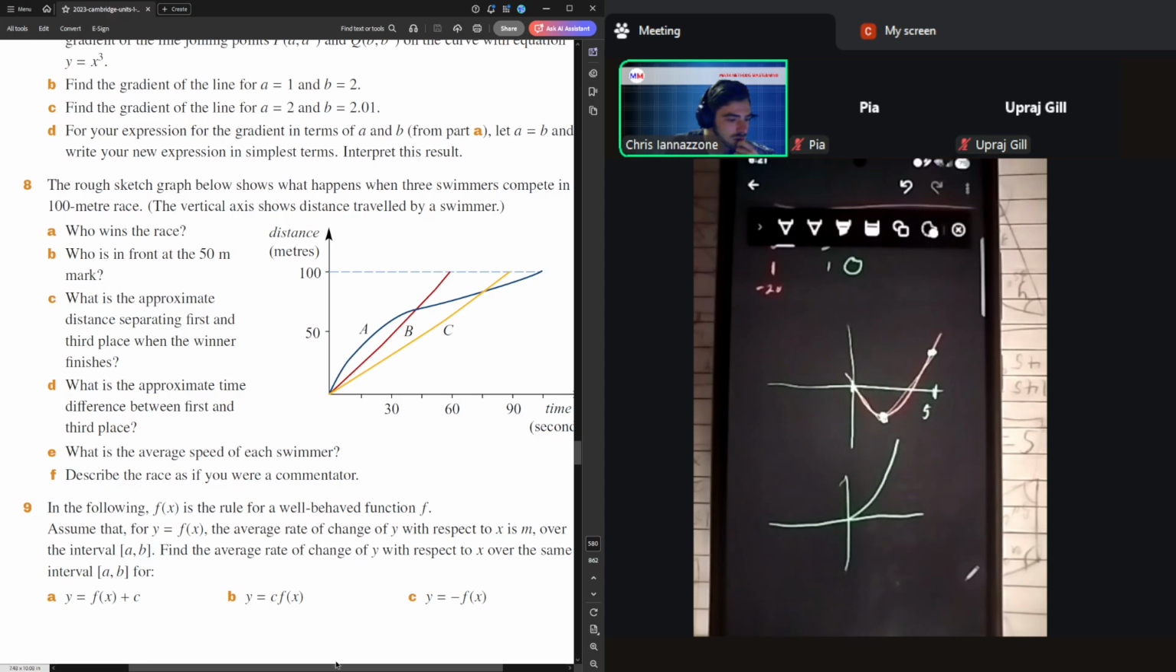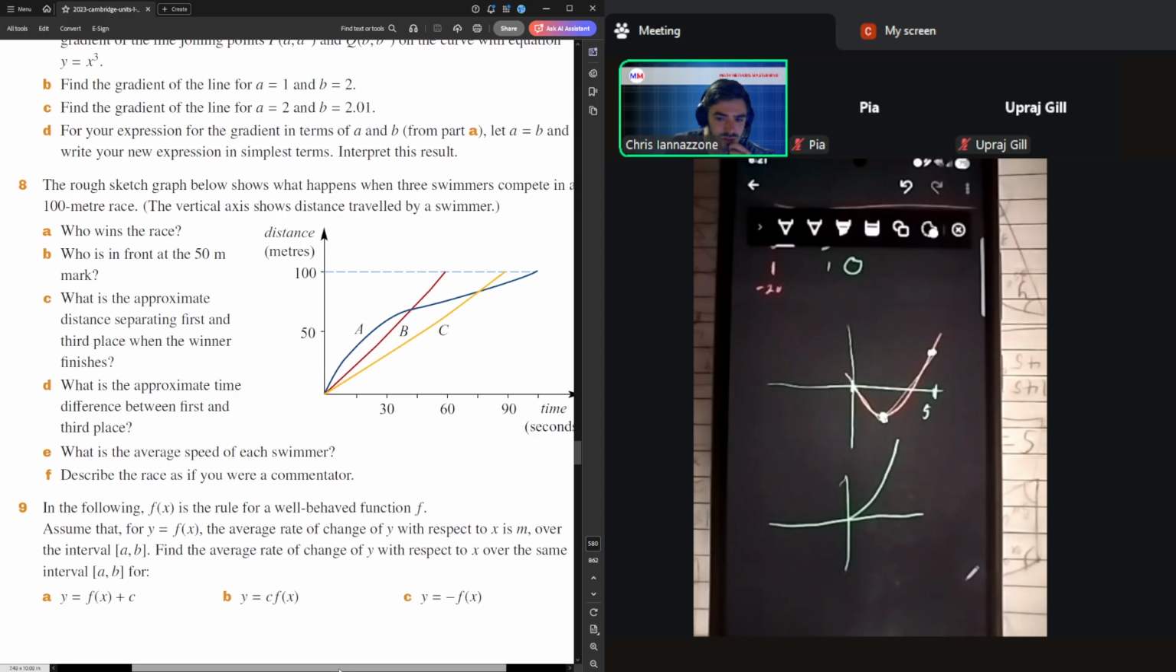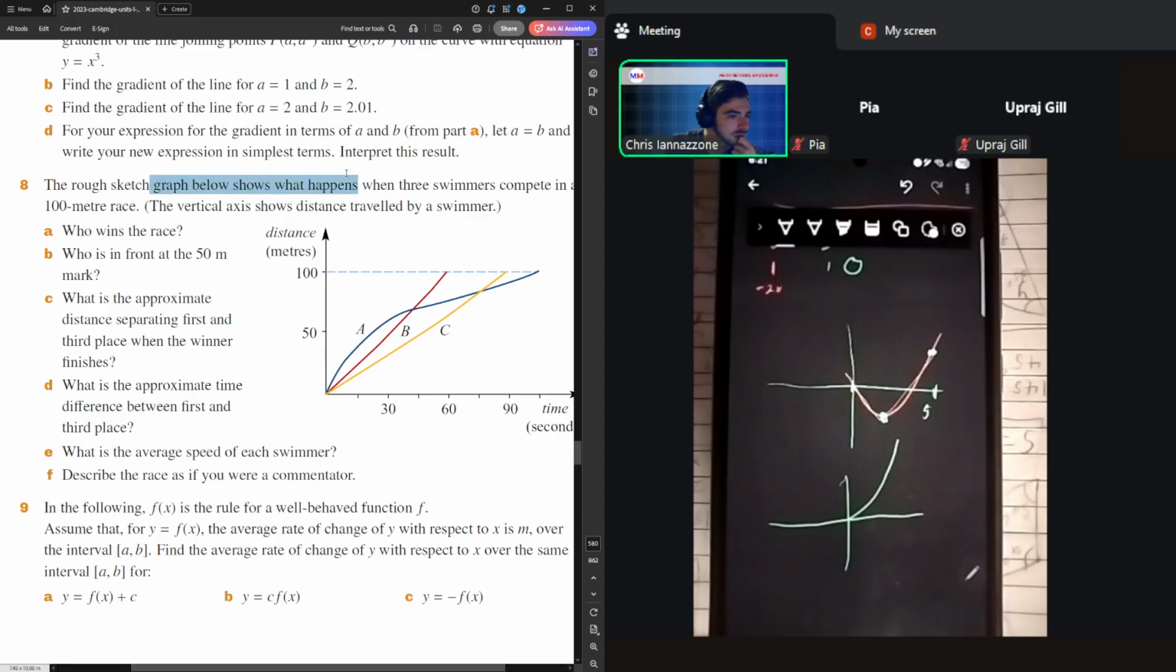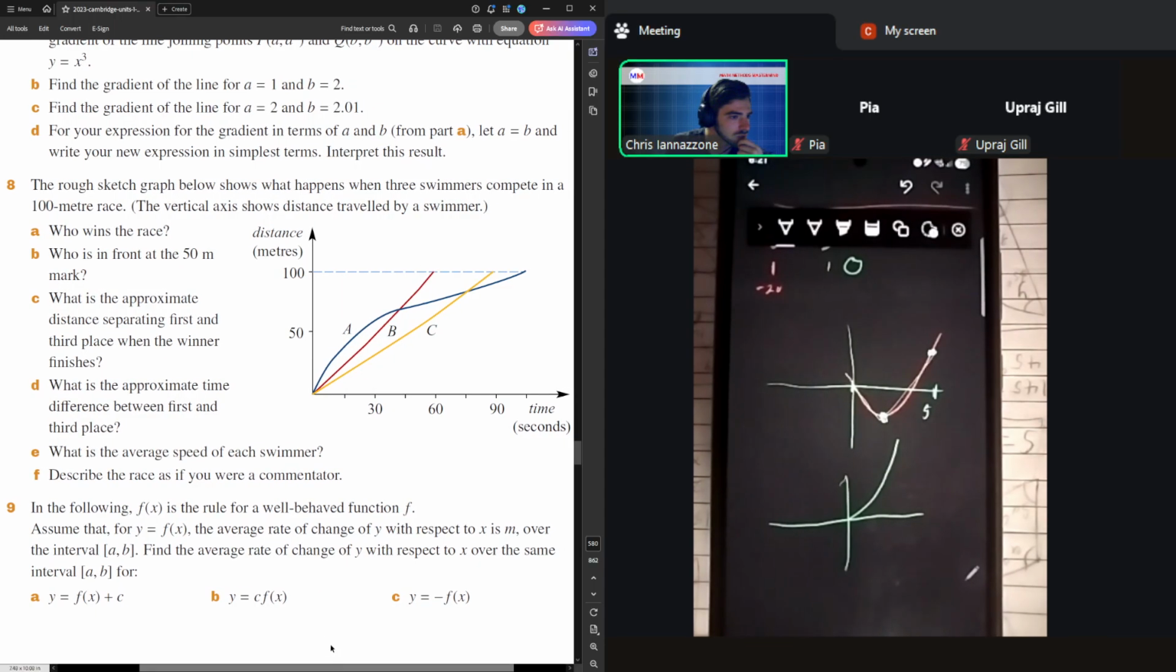Here's another one that looks like it could be used for interpretation. Got a sketch of what happens when 3 swimmers compete in a 100-meter race. Vertical axis is distance traveled by the swimmer. Who wins the race? So you've got distance on y, time on the x. Who won the race?